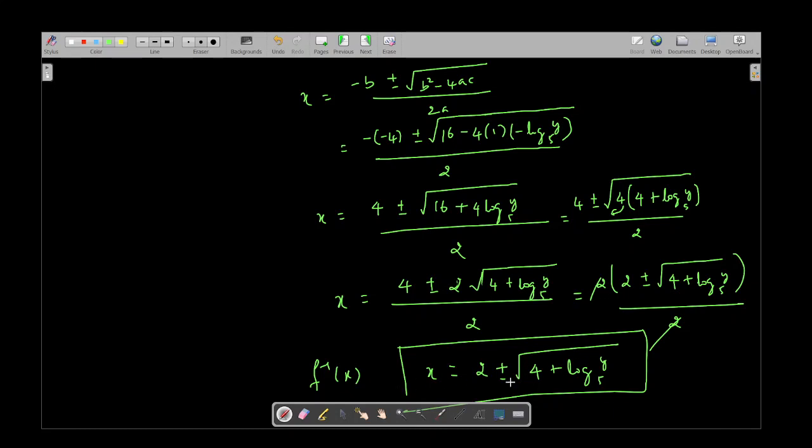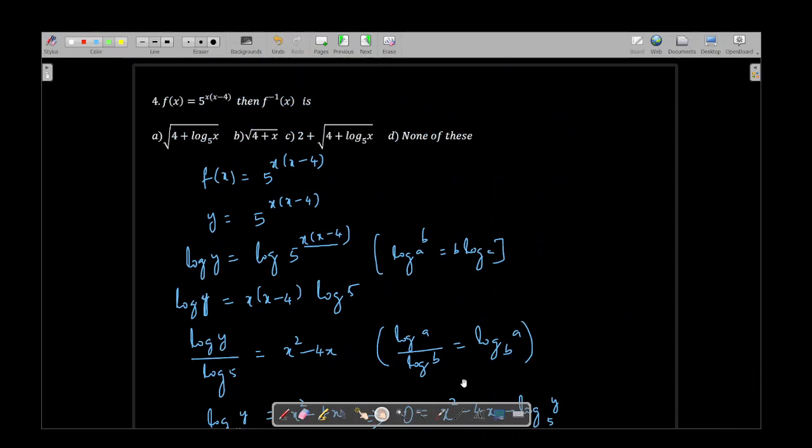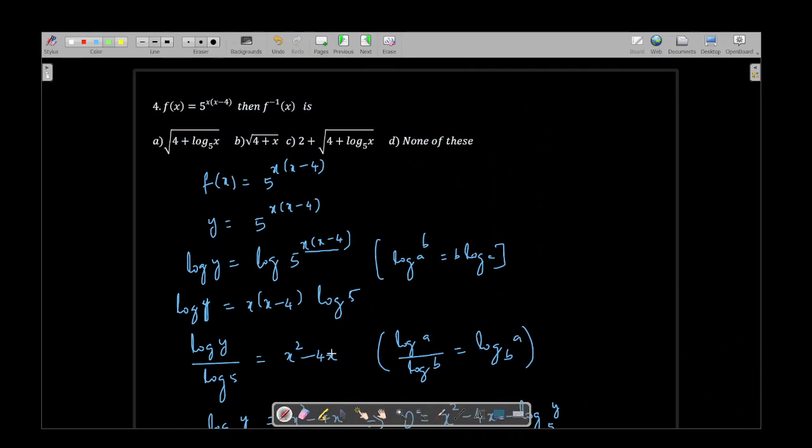We should neglect the negative part and take only the positive one, which is 2 plus square root of 4 plus log y to the base 5. Do we have the option? 2 plus, this is option C.